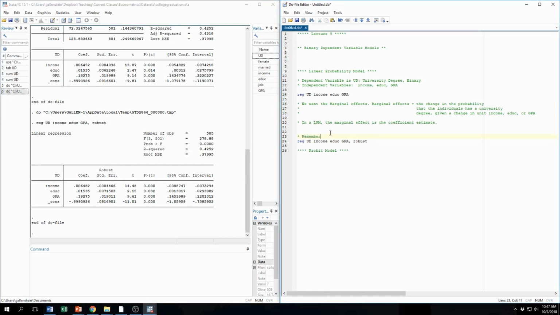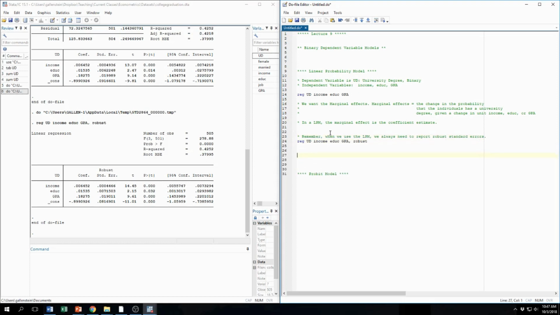So remember, when we use the LPM, we always need to report robust standard errors. All right. Now, let's talk a little bit about predicted values.